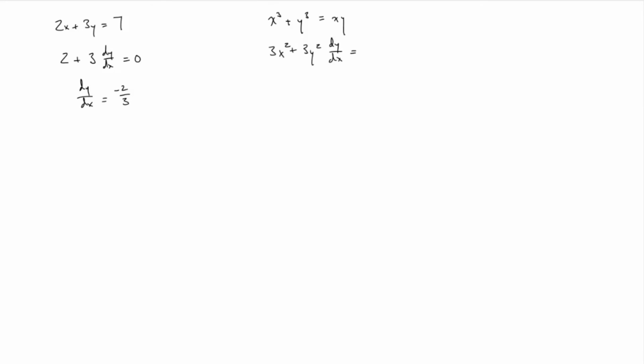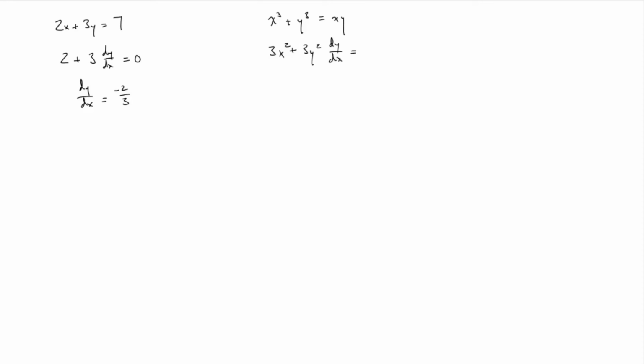On the left, the derivative of x cubed is 3x squared. For the derivative of y cubed, we need the chain rule. You treat the y as if it were a variable, and that gives you 3y squared. And then you have to multiply by the derivative of the function that you just treated like a variable. That function was the function y. Its derivative is dy dx.